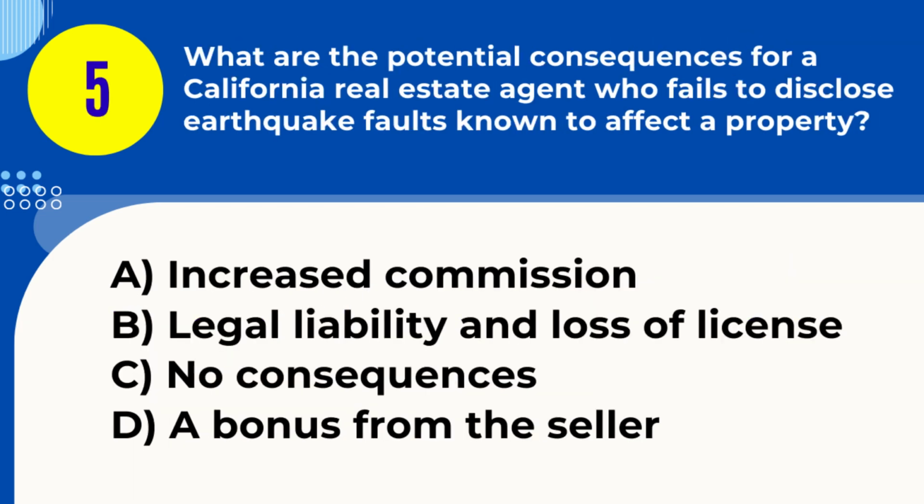Question 5. What are the potential consequences for a California real estate agent who fails to disclose earthquake faults known to affect a property? A. Increased commission. B. Legal liability and loss of license. C. No consequences. D. A bonus from the seller.